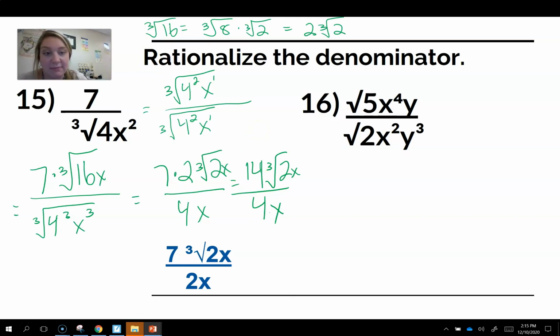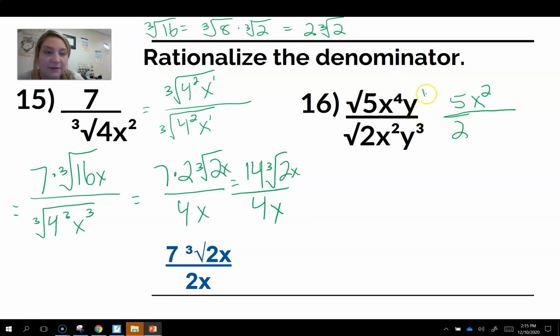All right, last one. 5x to the 4th y divided by 2x squared y cubed. They are both underneath a square root. So I'm going to move forward. When it comes to simplifying my fraction, let's look at this. Okay, 5 over 2 does not simplify. So that's just going to say 5 over 2, right? 4 minus 2 gives me a positive 2. So I have x squared in my numerator.